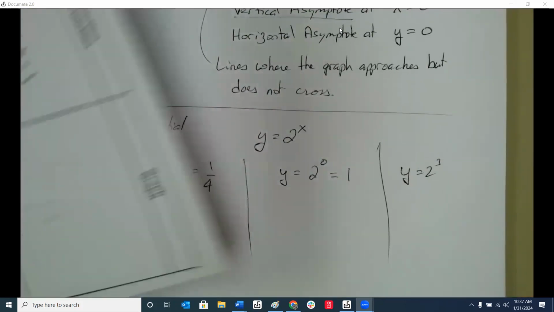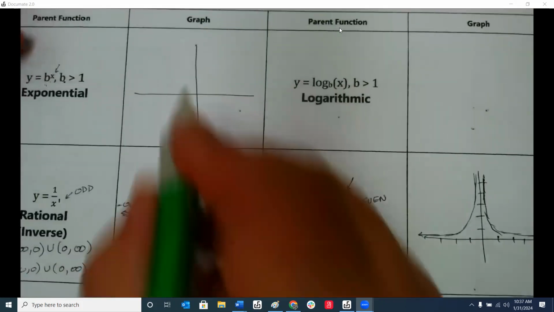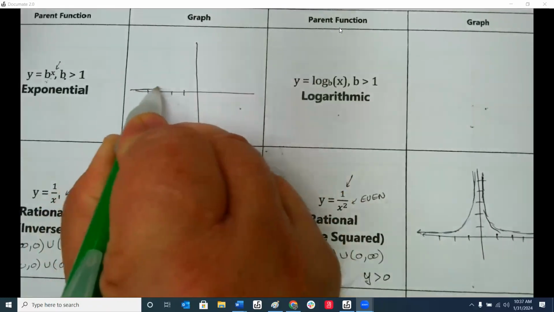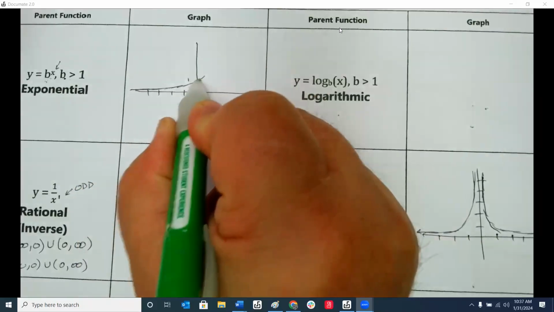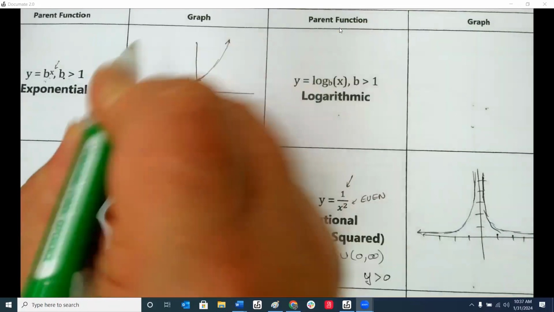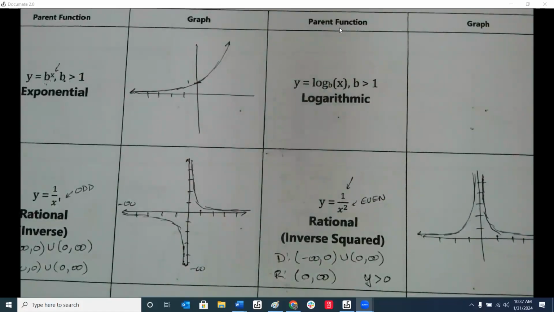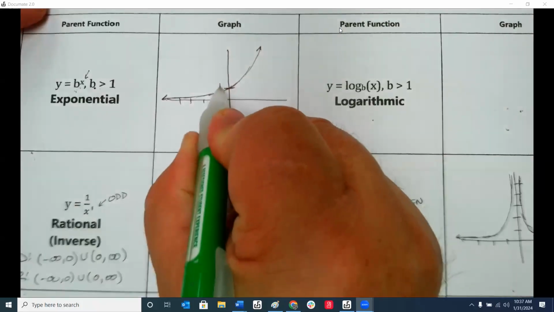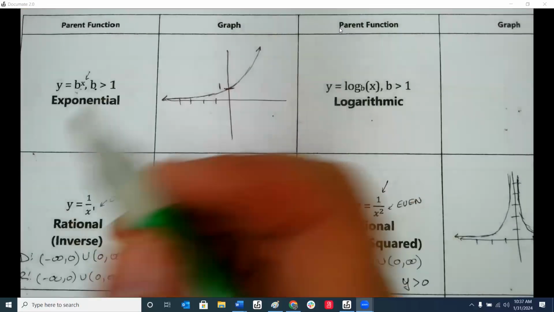So let's see what the graph looks like. The further out it goes in the negative, the smaller it becomes. At 0, it becomes 1, and then it goes up from there. It's an increasing function. And it always crosses through 1, because whenever we have any number to the power 0, it's always 1.